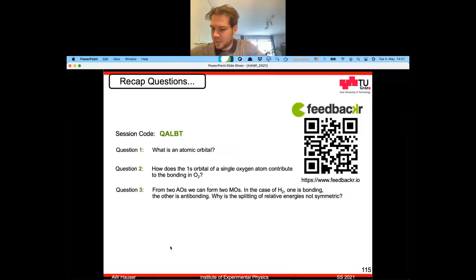Options: A, because nature prefers bonding. B, due to the overlap. And C, it would become symmetric at infinite internuclear distance. And the last is D, because of spin.